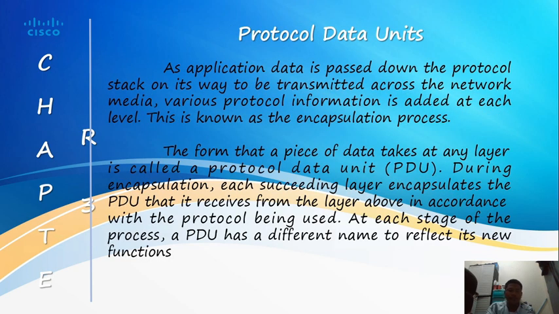Protocol data units. As application data is passed down the protocol stack on its way to be transmitted across the network media, various protocol information is added at each level. This is known as the encapsulation process. The form that a piece of data takes at any layer is called a protocol data unit, or PDU. During encapsulation, each succeeding layer encapsulates the PDU received from the layer above in accordance with the protocol being used. At each stage of the process, a PDU has a different name to reflect its function.